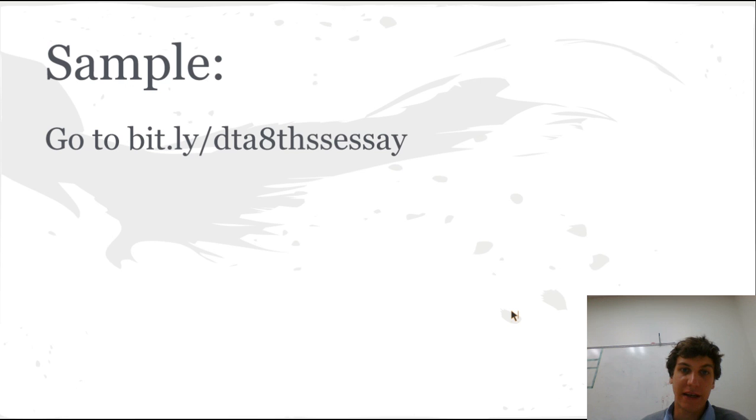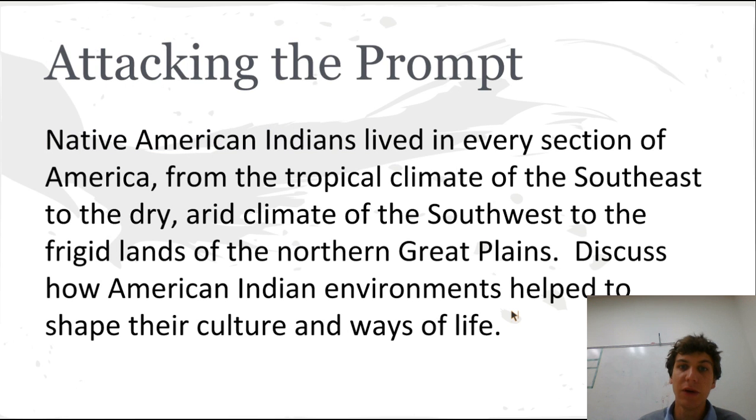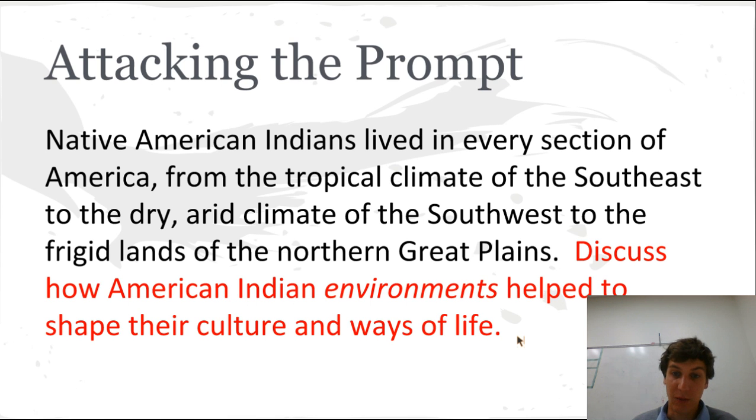And let's start by checking out the prompt. So the prompt is, Native American Indians lived in every section of America, from the tropical climate of the southeast to the dry, arid climate of the southwest to the frigid lands of the northern Great Plains. Discuss how American Indian environments helped to shape their culture and ways of life. So what is my job here? What am I going to write this essay on? When I write that introduction paragraph, I need to say this essay will what? So this essay will discuss how American Indian environments help to shape their culture and ways of life.